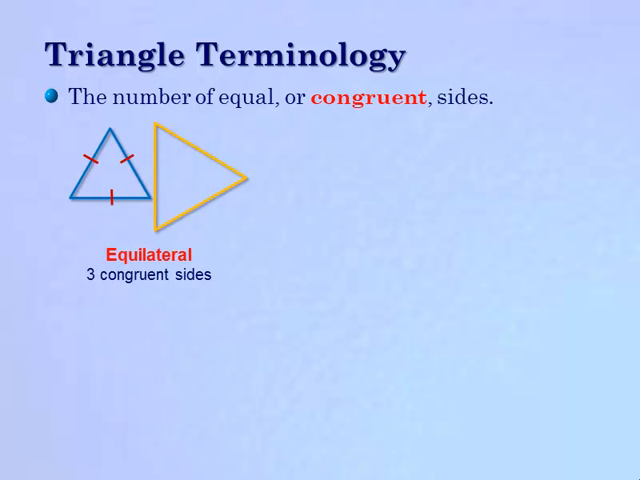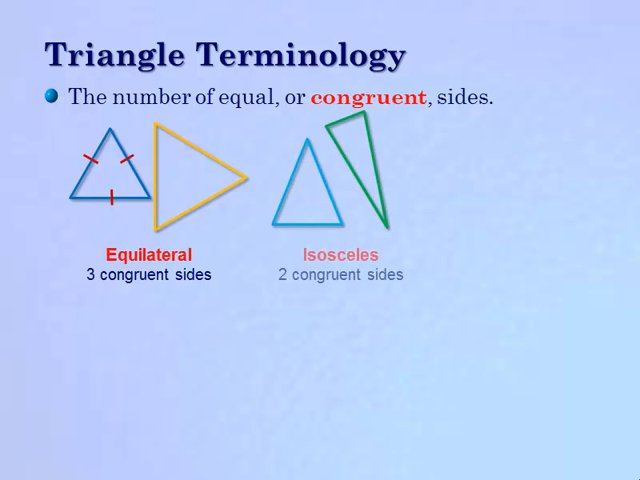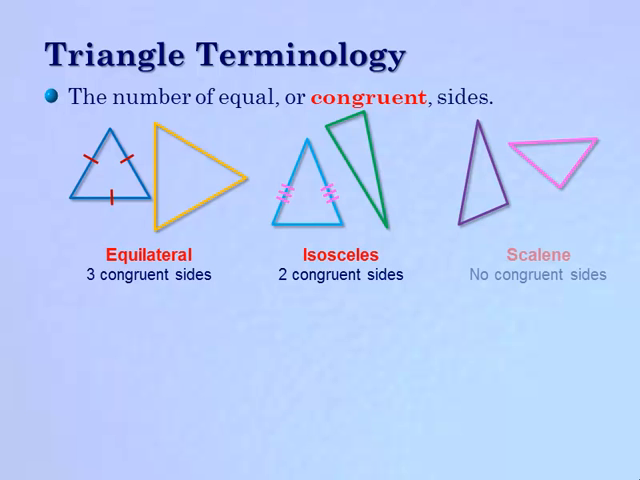Now, there's some important terminology that you may encounter in your studies with triangles. For example, we have equilateral triangles that have 3 congruent sides. We show congruence many times with just putting a tick mark on the equal sides. We have isosceles triangles, which have 2 congruent sides. And we have scalene triangles that have no congruent sides. Every side is a different length.